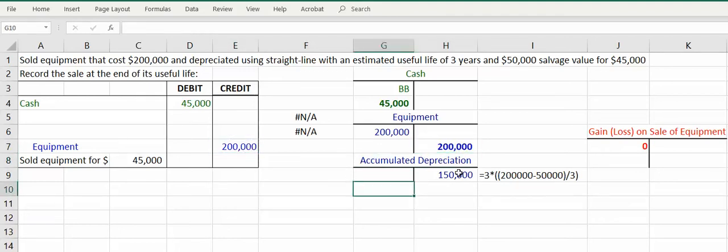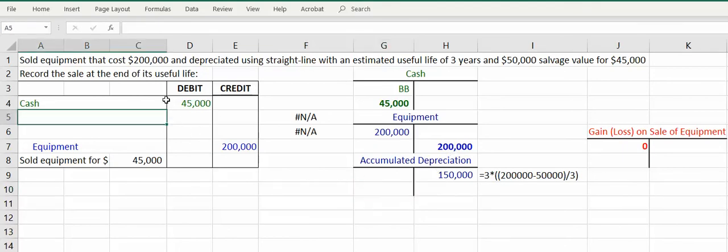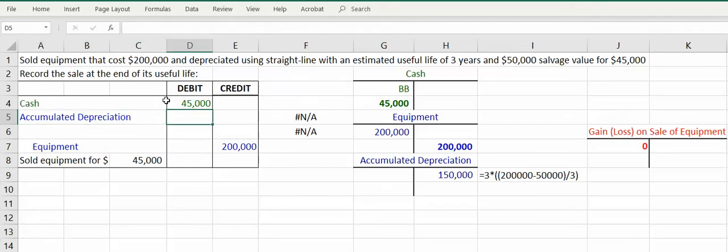And then we also have to remove its related depreciation, accumulated depreciation, excuse me. And we will debit accumulated depreciation so that it'll have a 0 balance, doing the opposite of what's in there. So we post that to our ledger.